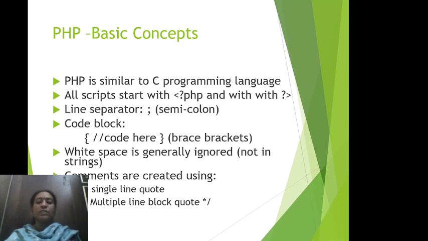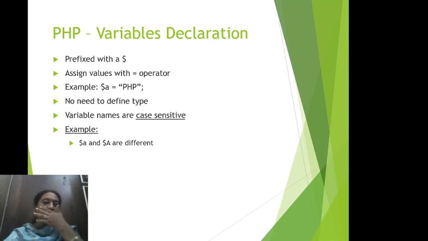Single line comments are specified by a double slash, and a multi-line block comment is between the slash asterisk symbol and ends with the asterisk symbol and then slash. Next, variable declaration. When declaring a variable in C and C++, we must give the data types, but here there is no need to give data types. The same as in C, the equal operator is used for assigning values.